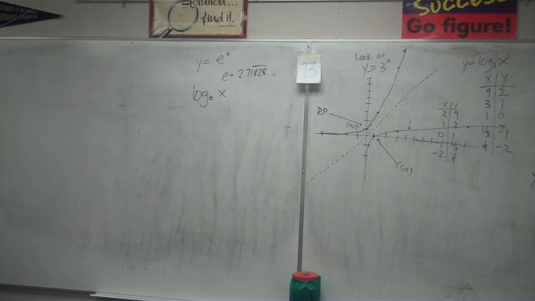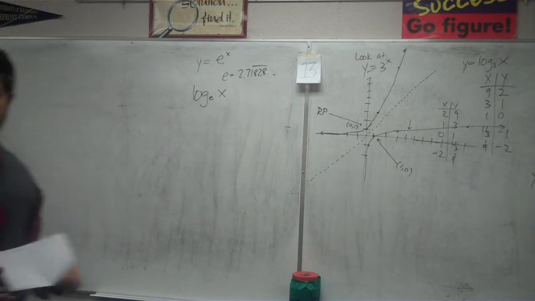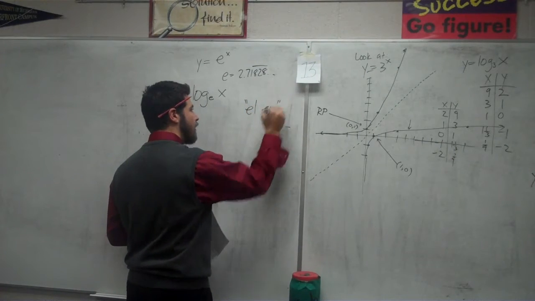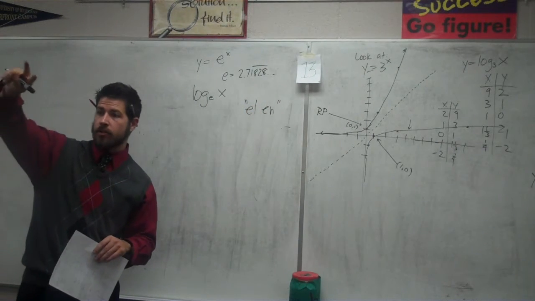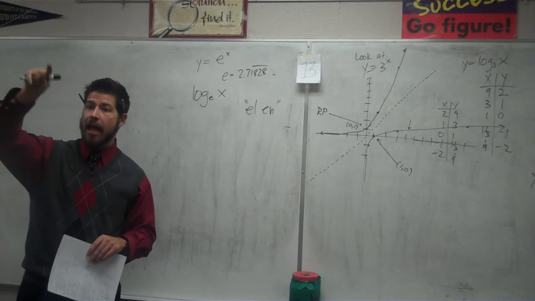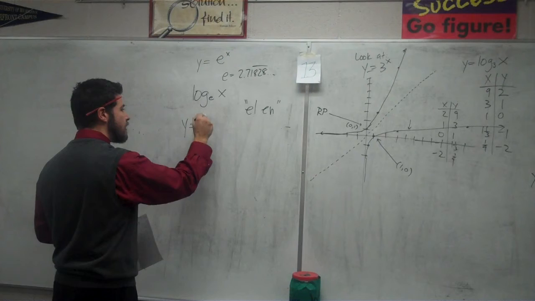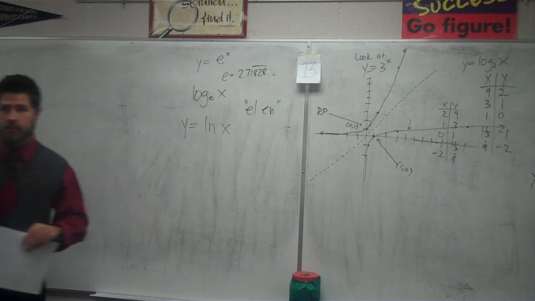What is the button on your calculator just underneath log? ln. It's pronounced L-N. And ln, if you take the letters and switch them around, is NL, and NL stands for natural log. So what I have here is the natural log of x. That's how we say it.